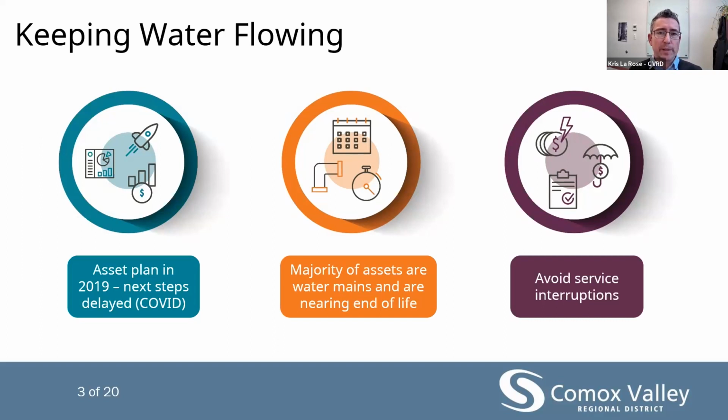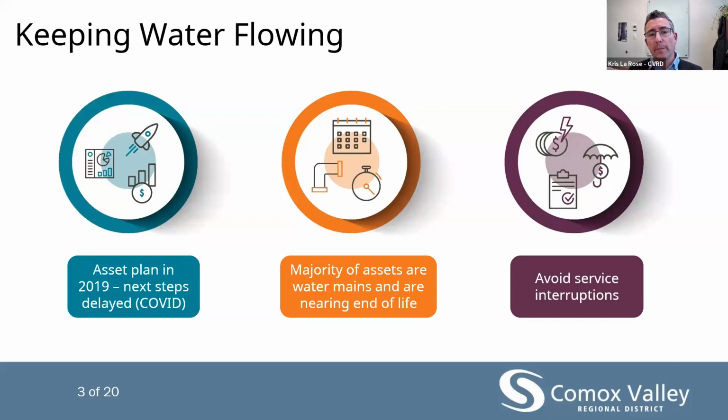We learned as we completed the asset management plans that the majority of the assets in these water services are water mains and that they were installed in the 1970s and 1980s. They're largely asbestos concrete with a typical lifespan of 50 to 70 years. What that means is that in the next 20 years, we're nearing the end of life for most of these water mains. With that in mind, it's time to plan ahead.